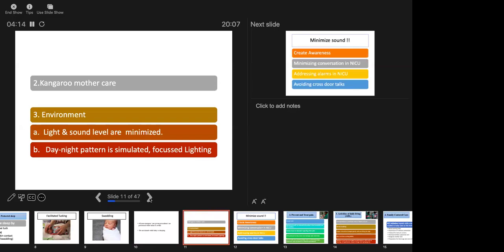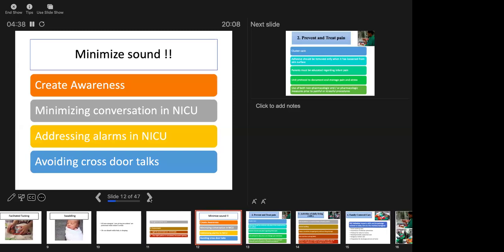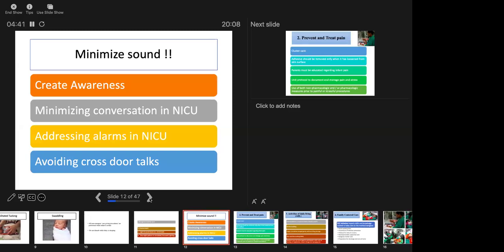Another thing to promote sleep is the environment. You have to make sure that the light and sound levels are minimized in the NICU, and a day and night pattern should be simulated. That means you switch off the lights or keep them to a bare minimum during the night time, and during the day time the lighting should also be minimal, so that you simulate the day and night pattern, and focused lighting should be practiced. Then coming to minimizing sound in an ICU, the most important thing is awareness. First you have to create awareness among all the healthcare givers, including doctors and nurses, about the importance of minimizing sound.